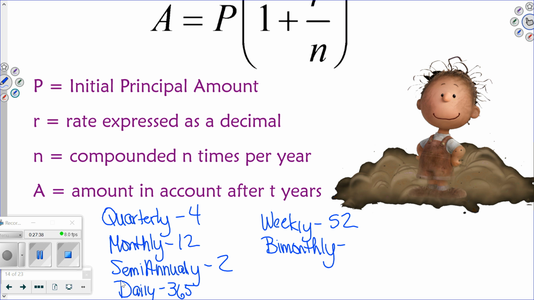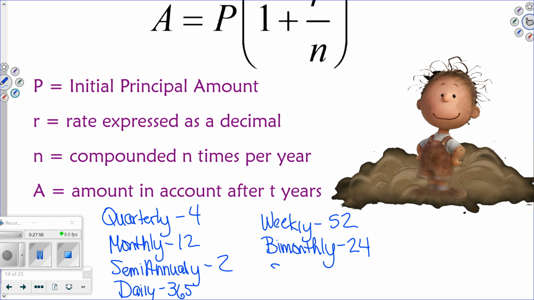What if I said it was bi-monthly? No, 24. It'd be 24. Can you also mean once every 2 months? Bi-monthly means twice a month. So there's 12 months times 2, so it'd be 24.